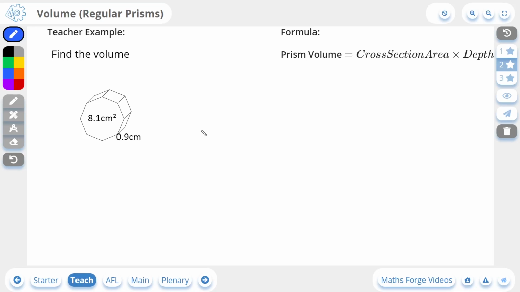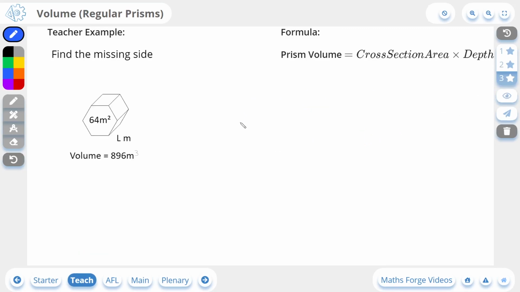Now let's do a 2-star example. Again, they're asking us to find the volume, this time of an octagonal prism, and the cross-sectional area this time is 8.1 centimeters squared, where the depth is 0.9 centimeters. So to find the volume, I'm going to multiply the cross-sectional area, which is 8.1, by the depth, which is 0.9. Calculating this gives us a volume of 7.29, and the units are going to be centimeters cubed. And if we check our answer, there it is.